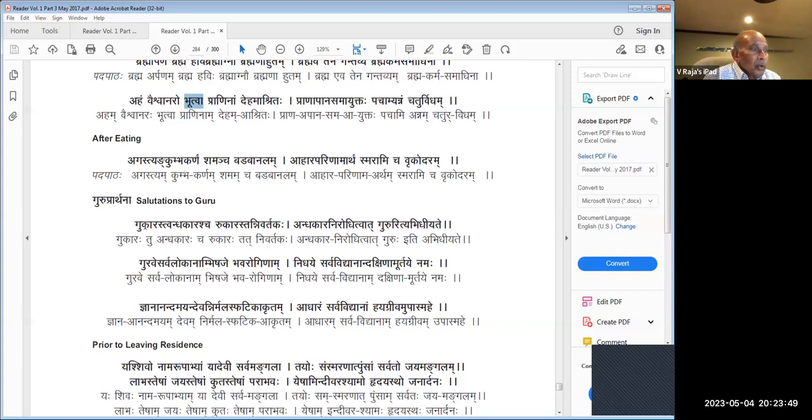And the guru has two sounds, gukara and rukara. Gu represents guha. Guha is dark, a cave. And ru is arohana, avarohana, ruh, to come out of that.